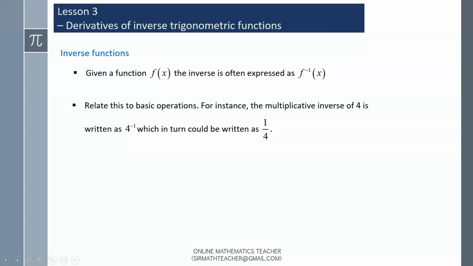Relate this to basic operations. For instance, the multiplicative inverse of 4 is written as 4 to the negative 1, which in turn can be written as 1/4, or 1 over 4. Linking this to f(x), the inverse of f(x), or f to the negative 1 of x, could be expressed as 1 over f(x).